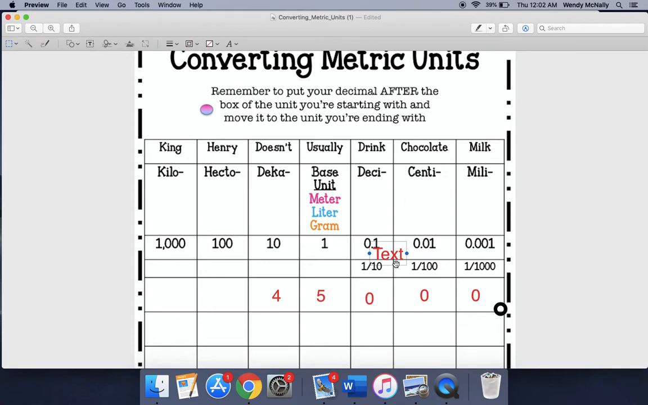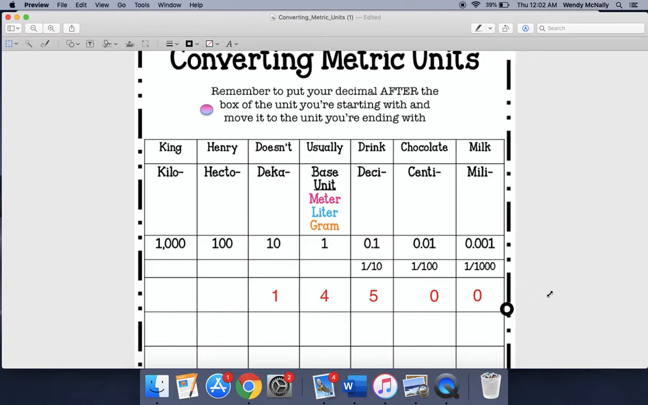Just give me one moment. Okay. Oops, sorry. 14,500 milliliters. I apologize, boys and girls. My computer is not doing exactly what I want it to. Okay, there we go. All right.